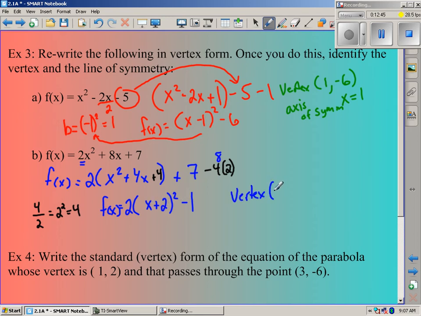And so then my axis of symmetry, or my line of symmetry, is going to be x equals -2. It's the same as what we see when we're dealing with our vertex. It's the same thing we've been doing.